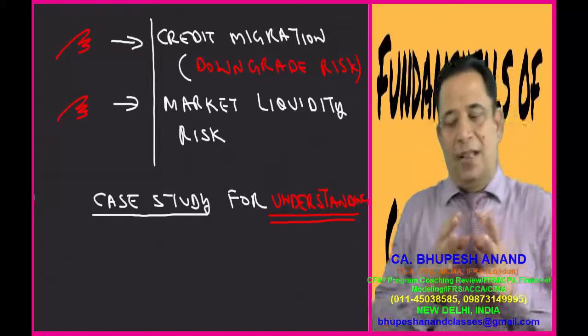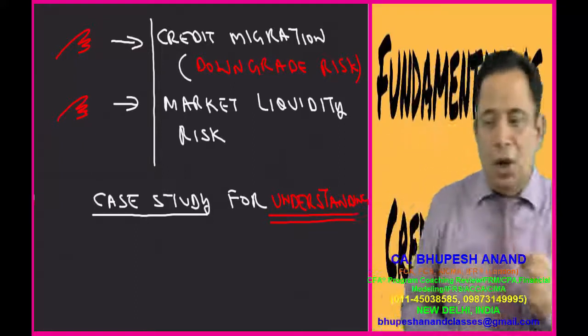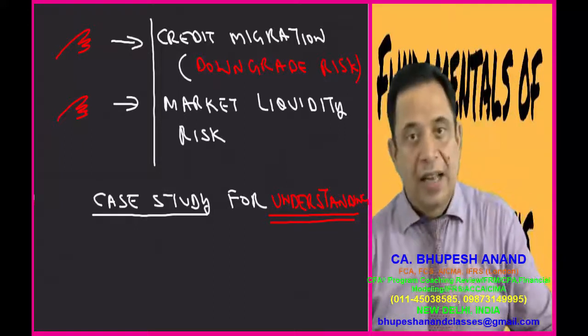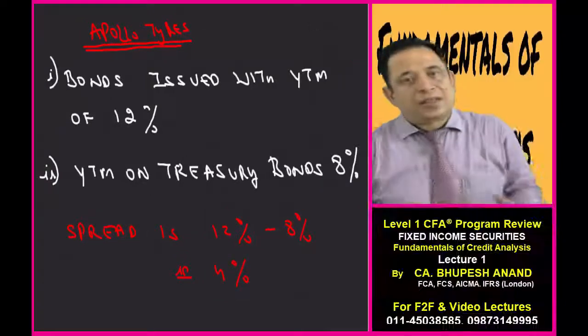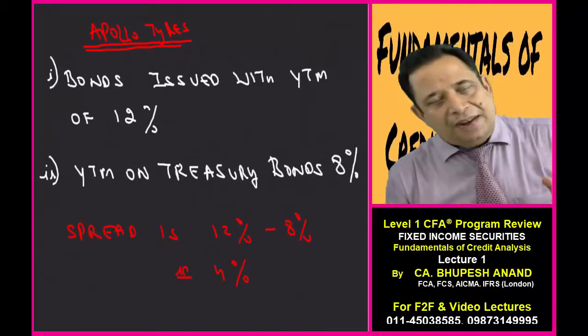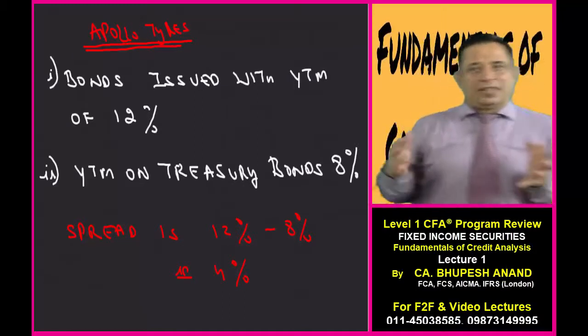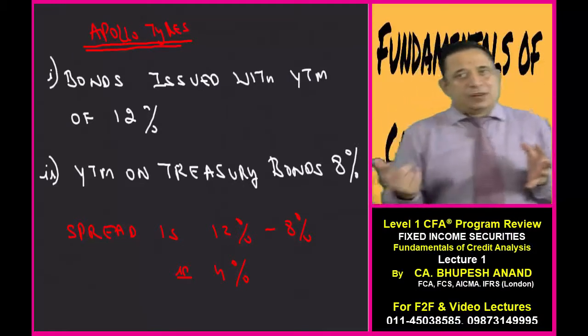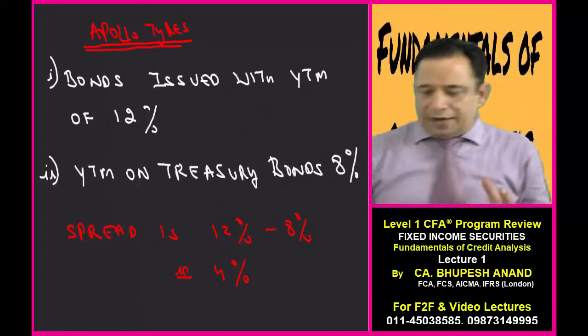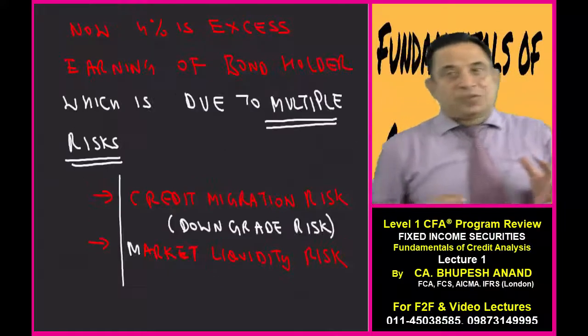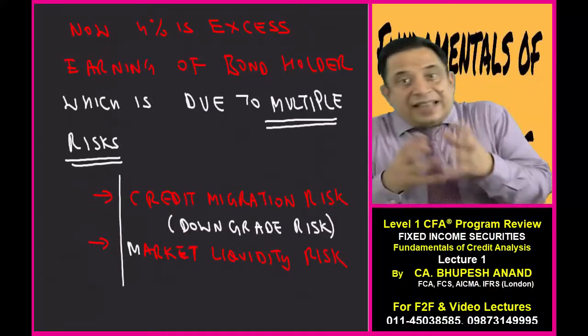So I will be discussing with a case study what is the meaning of credit migration, that is downgrade risk, and what is the meaning of liquidity risk. So for that I have taken an example of Apollo Tires. Let the bonds issued by Apollo Tires be of 12% and let the risk-free bonds be of 8%. Now the spread is 4%. Now when I say spread is 4%, it means it is the excess over this.